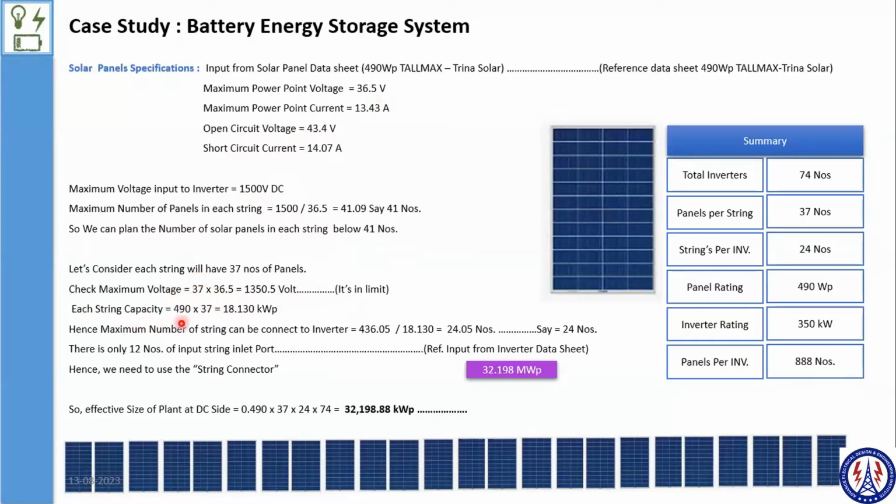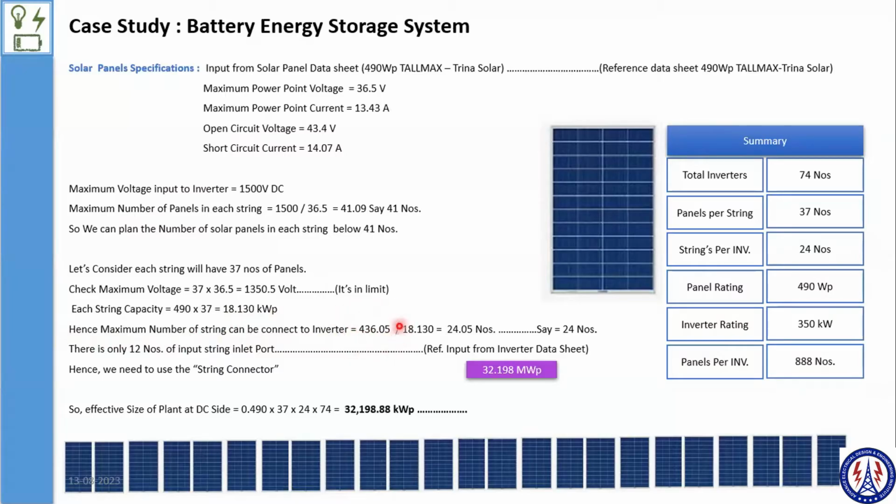So each string capacity would be, this is the wattage of the panel, each panel 490 multiplied by 37 gives me 18.130 kilowatt peak. So every string carries 18.13 kilowatt peak. Hence, how many maximum strings can be connected to the inverter?